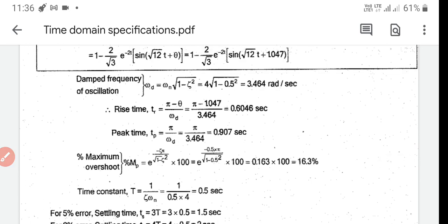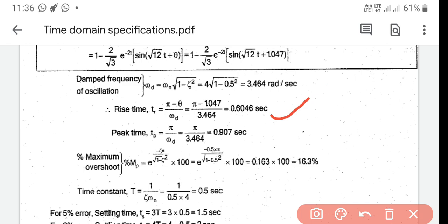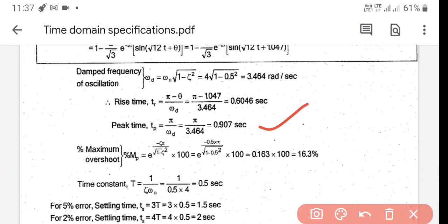From the right angle triangle we have calculated the theta value, right? So pi minus, substitute the theta value, and omega d. What is omega d? Omega n into square root of 1 minus zeta square. So first of all calculate that omega d value. After that you can substitute that omega d here, then you will obtain the tr value. Similarly, what is the peak time formula? Tp is equal to pi by omega d. Now you know the omega d value. Substitute that omega d here, you will obtain the peak time, that is nothing but 0.907 second.